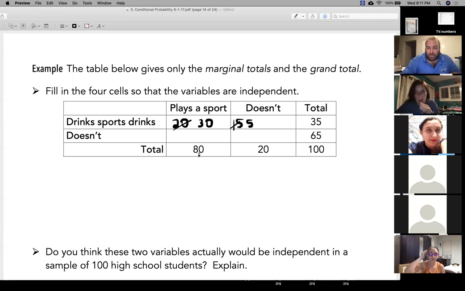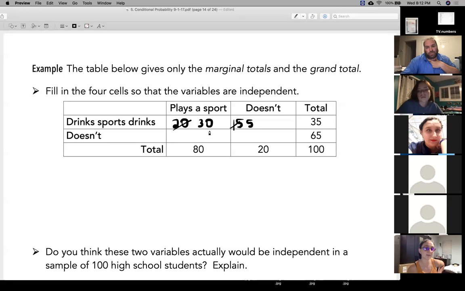What's 30 over 80? 0.375. What's 5 over 20? 0.25. So now we went too far. This number is smaller. I have an idea. Couldn't you compare the total for drinks sports over the total and make that proportion the same for the number over 20 and the number over 80? So you're saying we want both of them to be 35 over 100.